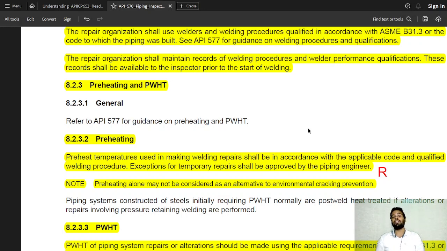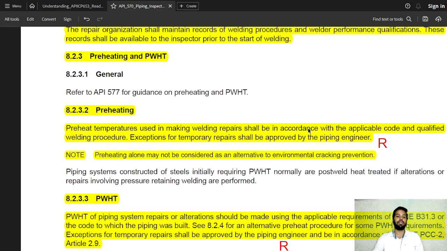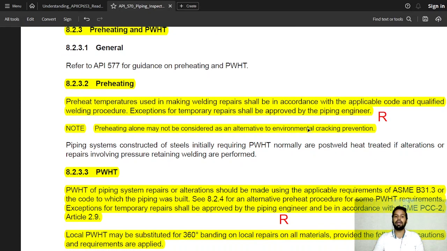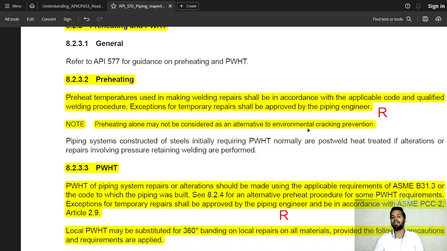In repair organization, the repair organization shall maintain the records of welding procedure and welder performance qualification. These records shall be available to the inspector before the start of welding process. Preheating and post-weld heat treatment. Again, these requirements are given in API 577.